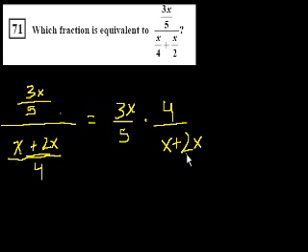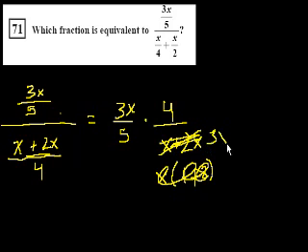Well, we could factor out an x here, so this becomes x times 1 plus 2. Actually, 1 plus 2 is 3. I should have said x plus 2x is equal to 3x. That's silly. I should have said x plus 2x is equal to 3x. Right? X plus 2x is equal to 3x.